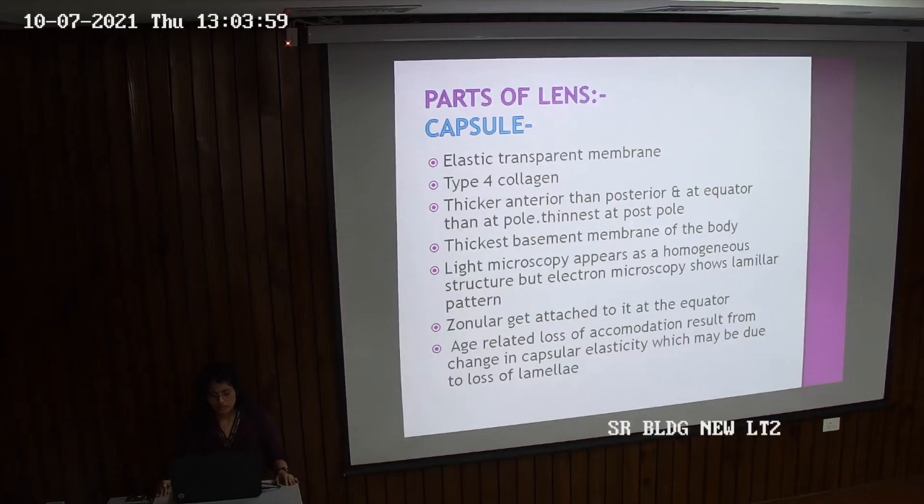Age-related loss of accommodation, yes, this is a function of the lens. Hence, as I told you, as we are aging, we deal with a lot of complexities.